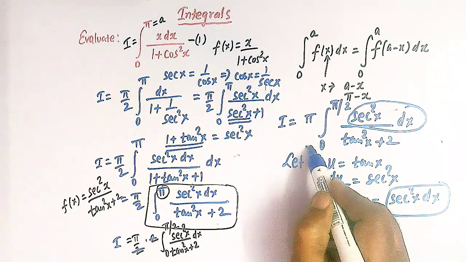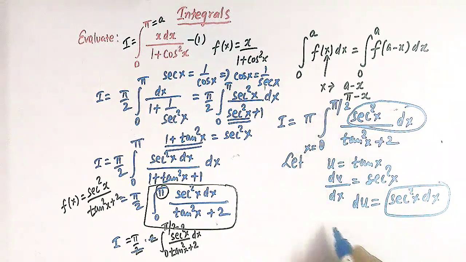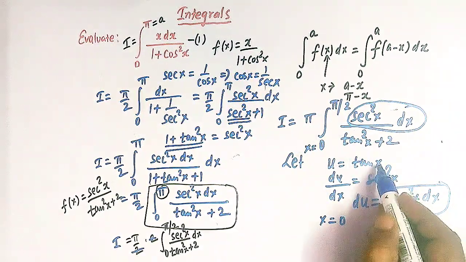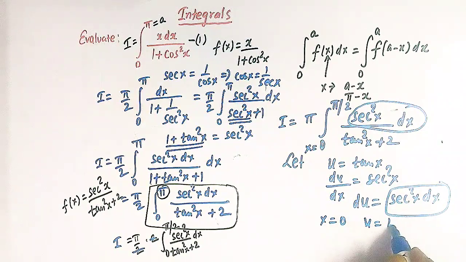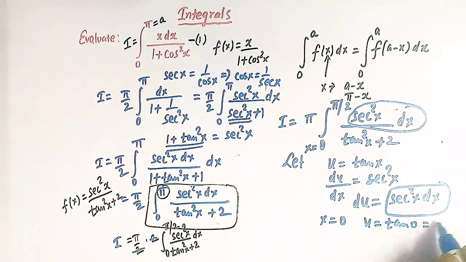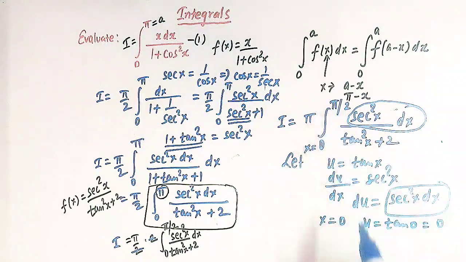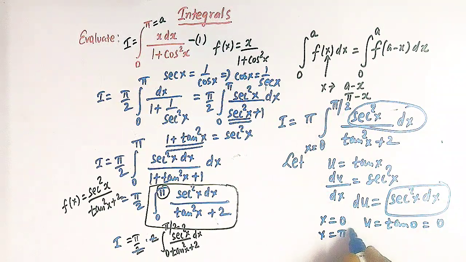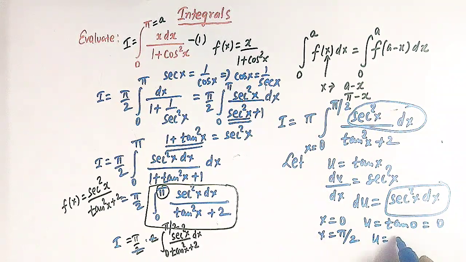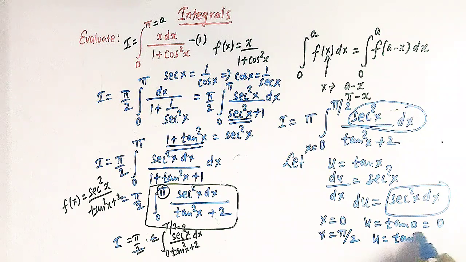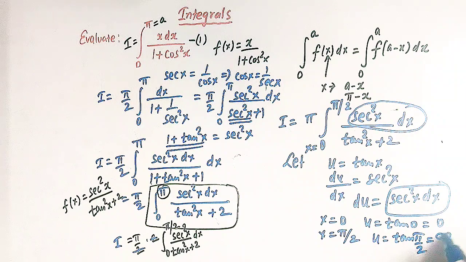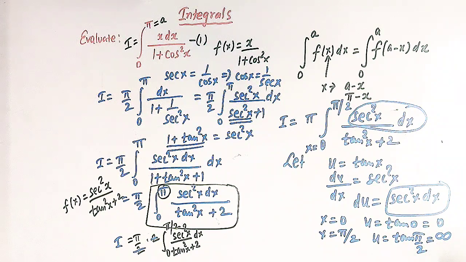So here x varies from 0 to pi by 2. So when x is 0, then u is tan 0. Tan 0 is 0. And when x is pi by 2, we have u is equal to tan pi by 2. And this is not defined, so we can write it as infinity, right?